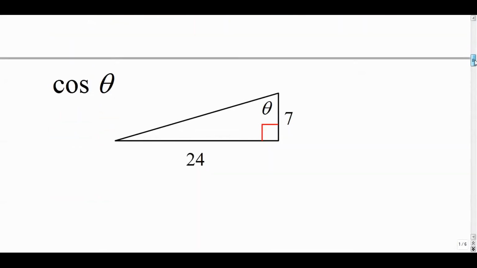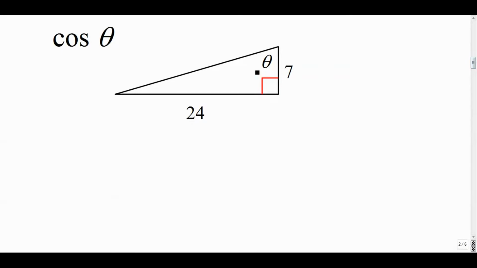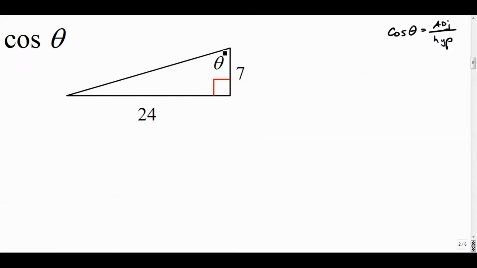Moving on. Cosine of theta. Remember, cosine of an angle is the adjacent, the next to, divided by hypotenuse. So in this case, next to is going to be 7. So cosine of theta is 7 over the hypotenuse. I don't know that right now, so let's figure it out using the Pythagorean theorem. 7 squared plus 24 squared equals h squared.